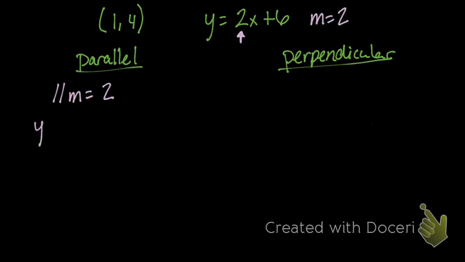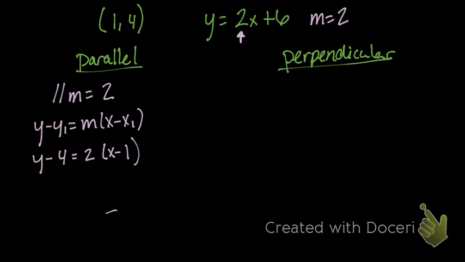We use our point slope, so y minus y1 is equal to m times x minus x1. And we're going to just plug in the missing values. The y1 is 4, our m is 2, and our x1 is 1. Distribute through, and so we're going to get y minus 4 is equal to 2x minus 2. To get y by itself, I'm going to add 4 to both sides, so y is equal to 2x plus 2.